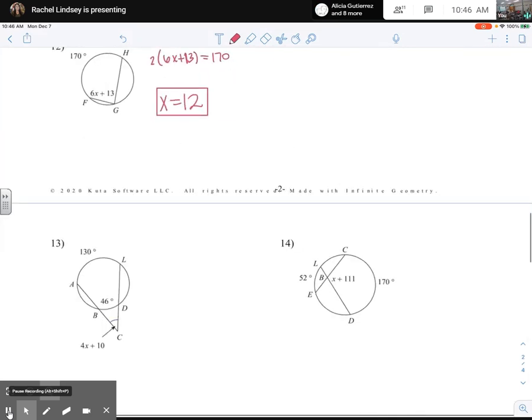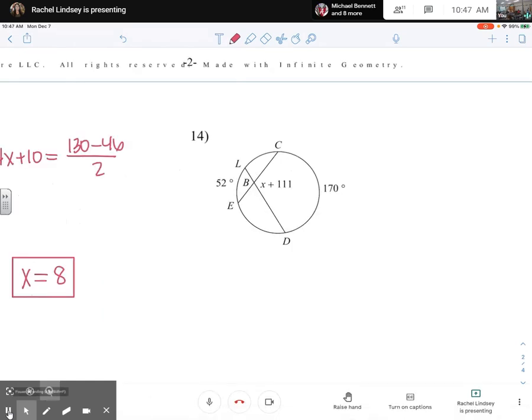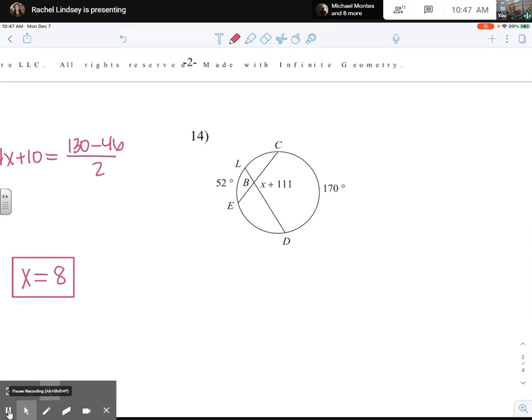Number 13, big arc minus little arc, so angle equals 130 minus 46 divided by 2. Number 13, you get x equals 8. And then on number 14, angle equals arc plus arc divided by 2. So my angle is x plus 111 equals arc 52 plus arc 170 over 2.